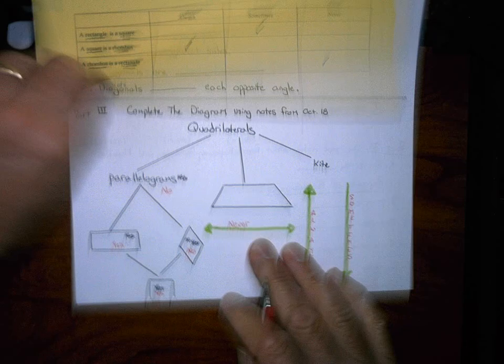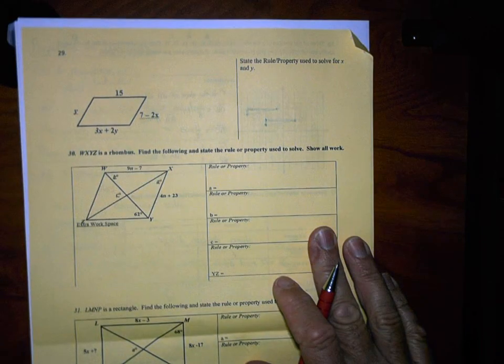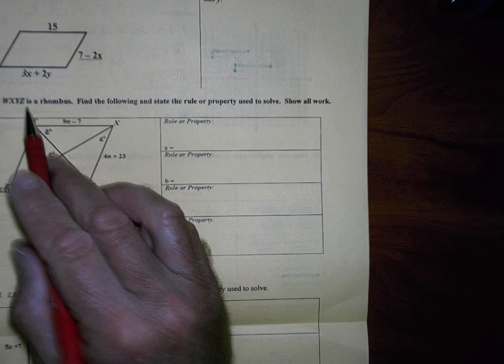Last one, number 30, excuse me, I said number 28. Here it is. In number 30, WXYZ is a rhombus, so this shape is a rhombus.